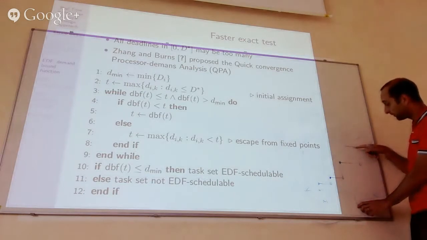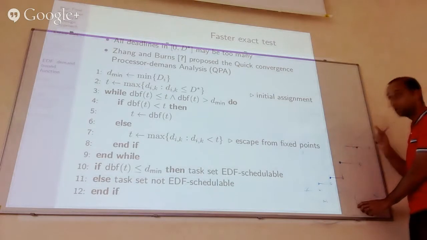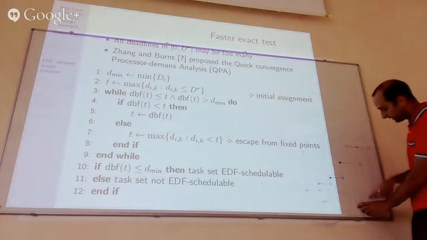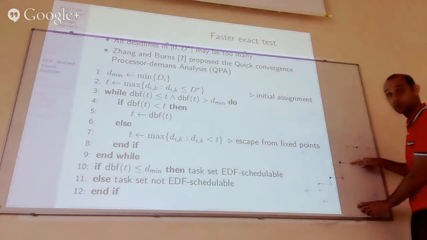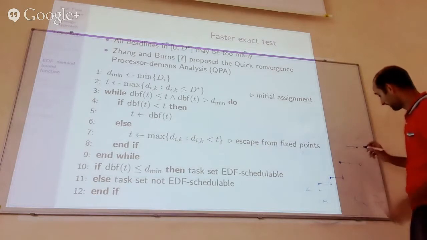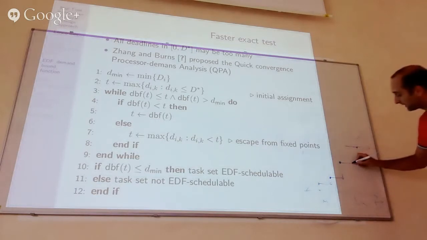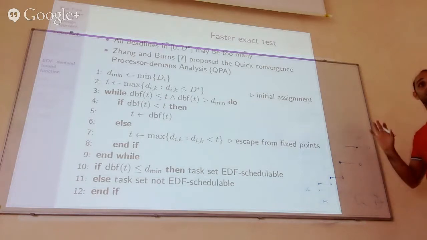But then from this point to this point, T is also above this value. So the condition is guaranteed at all points here, so we can go and check here. The advantage is that if there are many steps here, we just skip all of them, and we don't need to check all the deadlines in here.